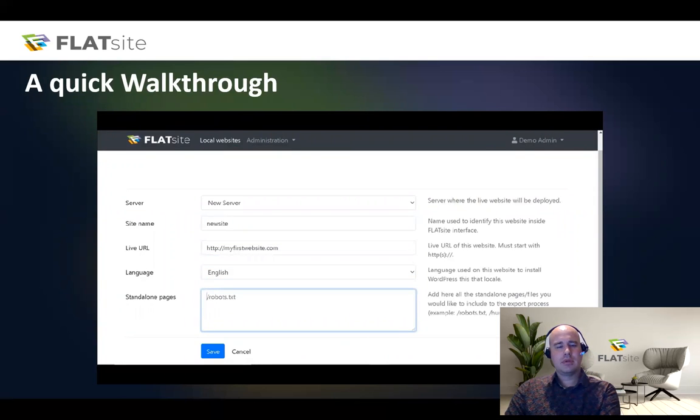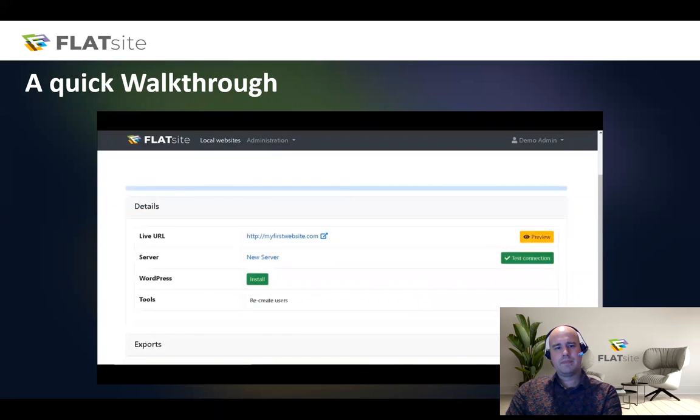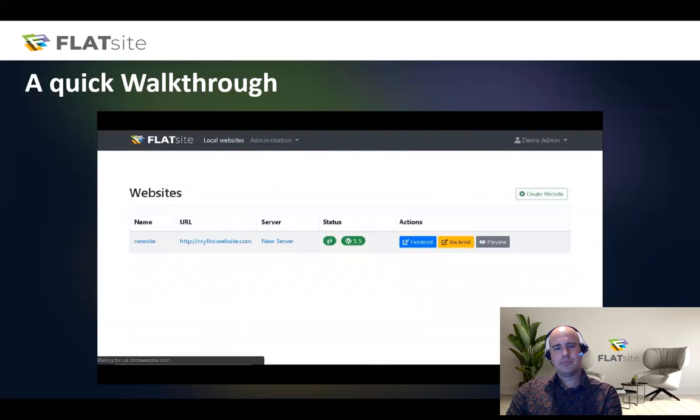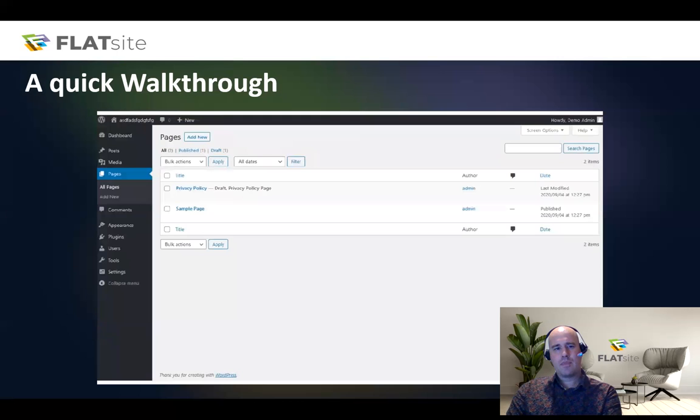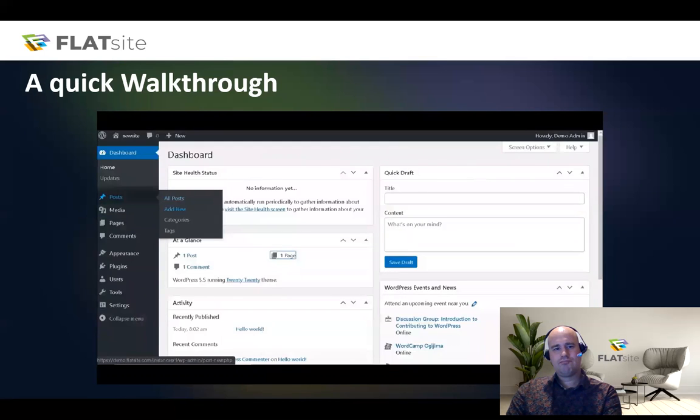Here is the standalone page option. You can choose specific standalone files like CSS, JS, or WordPress pages that you want to export outside the WordPress system. Go ahead and press Save. The WordPress site will generate onto your FLATsite instance. At this stage, you'll be redirected to the website you just created. You can click FLATsite or Local Websites to see the WordPress site you just added and start editing your WordPress site right away. Click Backend and you can create new pages or make any changes on the existing pages on WordPress.